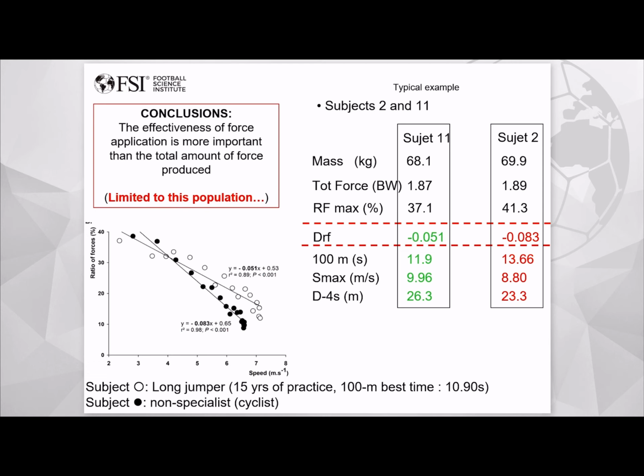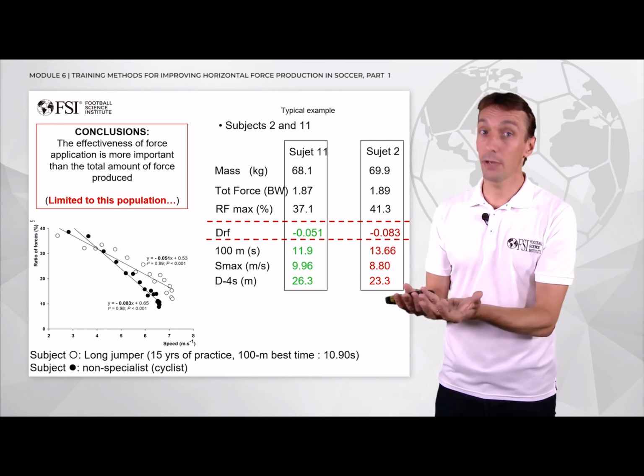So the conclusion of the study here was that the effectiveness of force application is more important than the total force produced. It has a major consequence on training because it means you should train for force production, okay, but you should also train for a good application of that force.